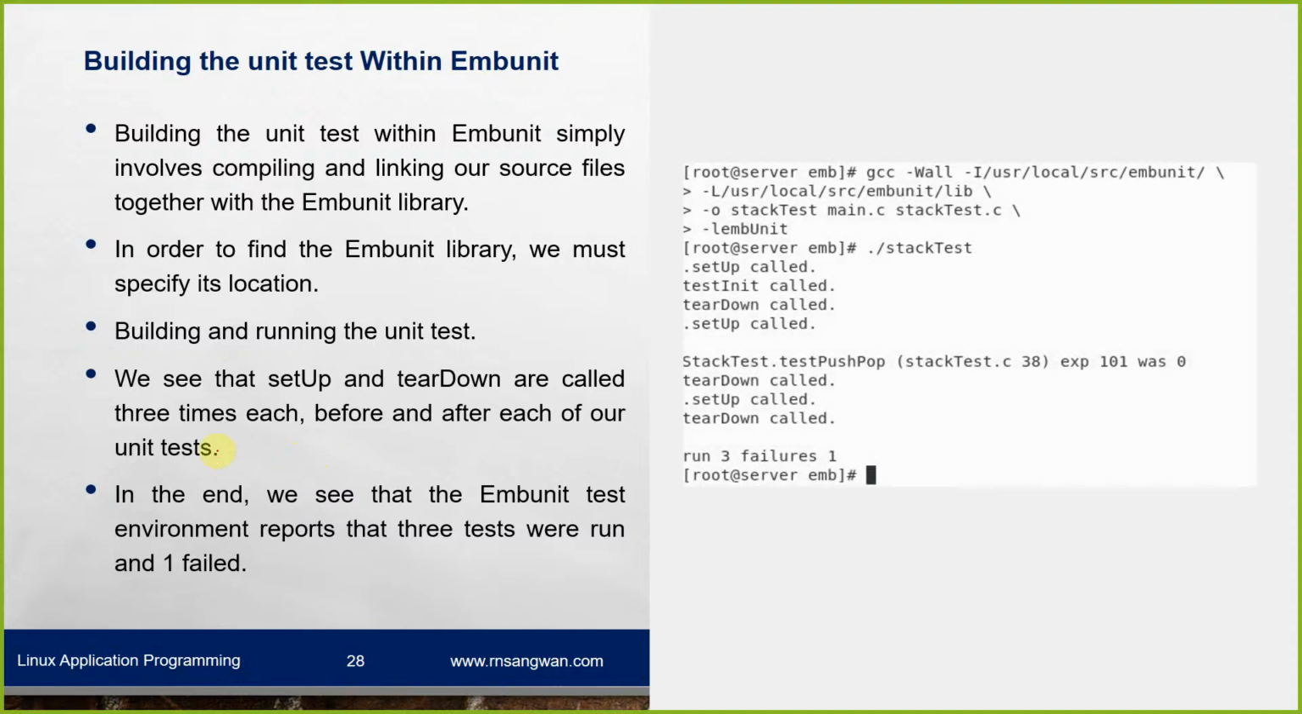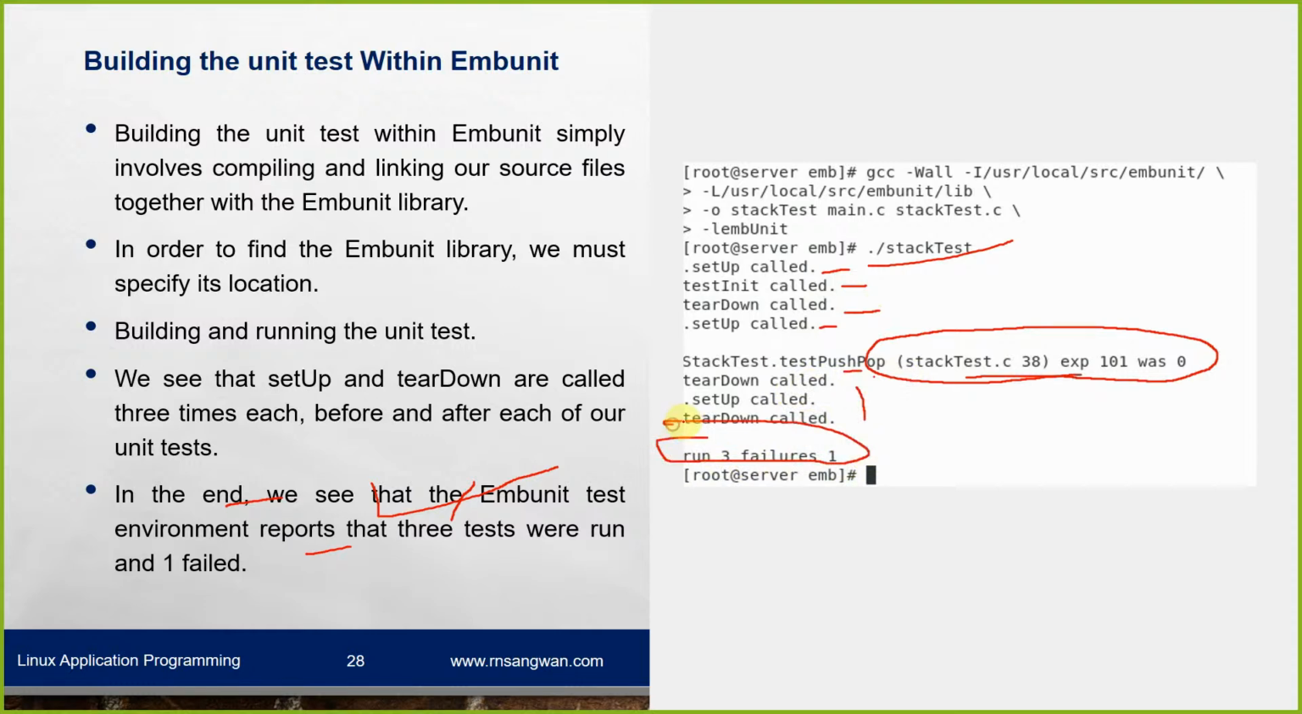This is a run of our example. So clearly we are calling stack test: setup called, test unit called, tear down called, and then setup called. Then after that again push pop, and you see something is wrong here. So this test failed, the others are successful. So run 3, failed 1.